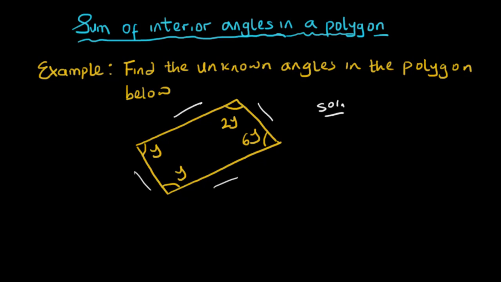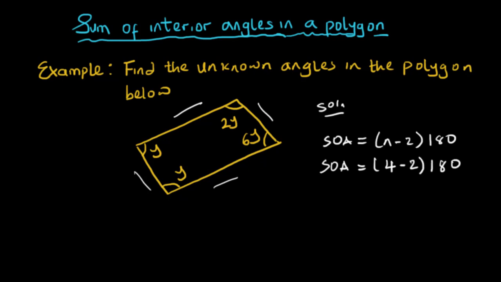What's the formula for sum of interior angles in a polygon? That's (n minus 2) times 180. In this case n is 4, so sum of interior angles equals (4 minus 2) times 180. 4 minus 2 is 2, so we have 2 times 180. So sum of interior angles equals 360 degrees. It means if I add these 4 angles, I should be getting 360 degrees.